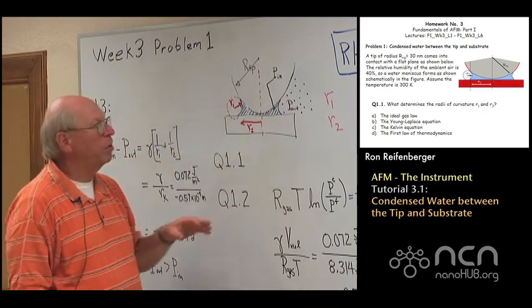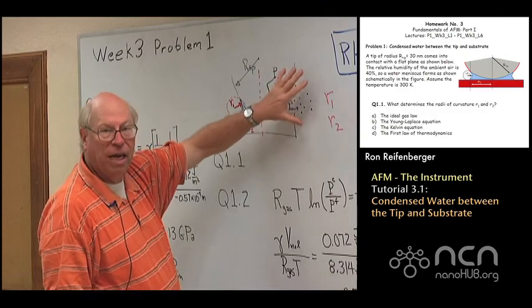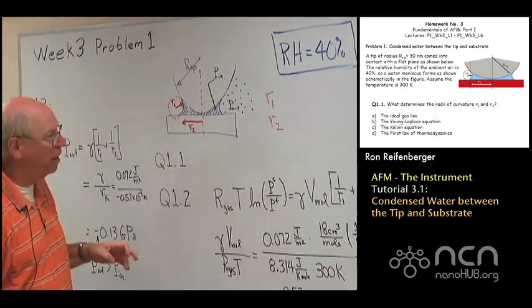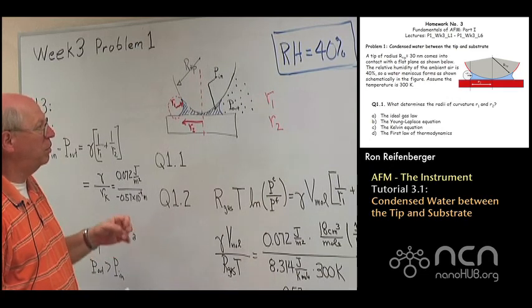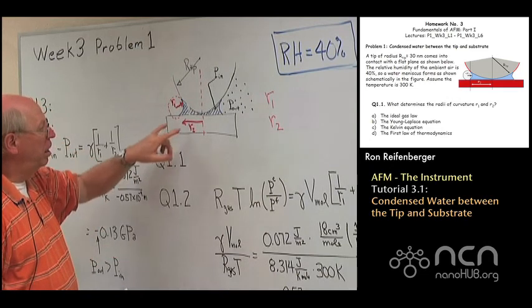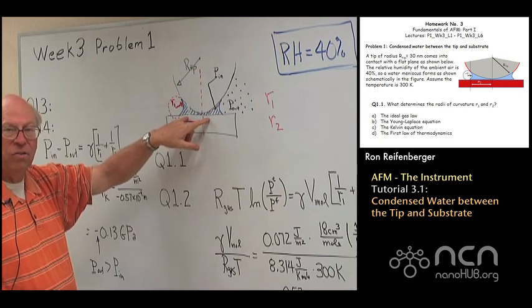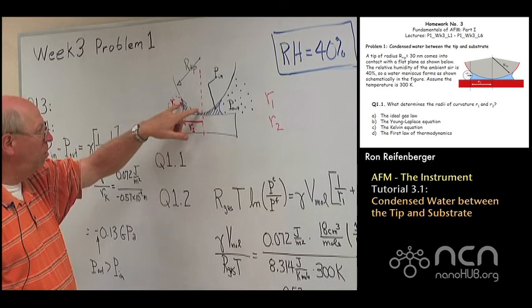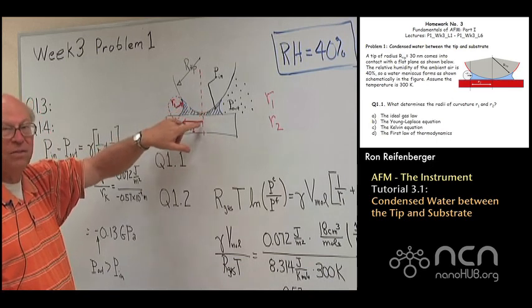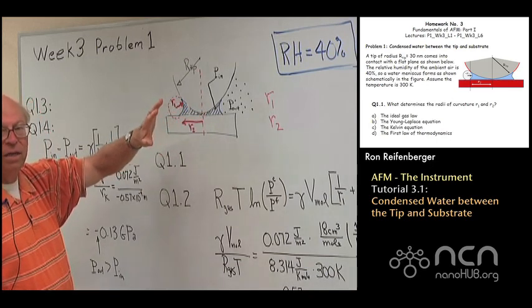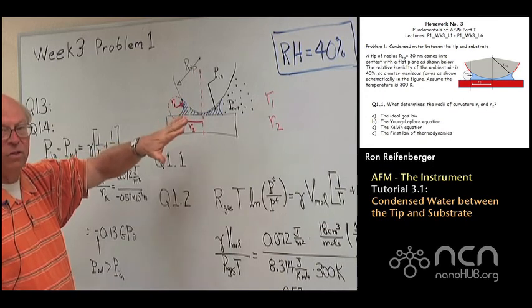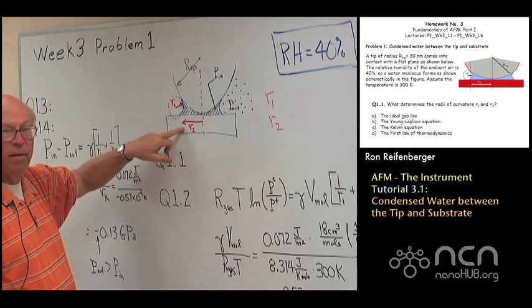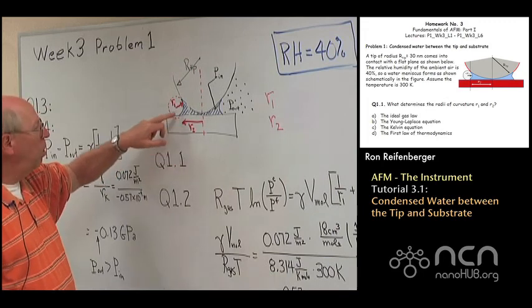So in this problem, we're assuming the relative humidity of the ambient air is 40%. So that's a number that we're going to use to evaluate various quantities in the calculation. The surface of the water that condenses has to be characterized by 2 radii of curvature. And these 2 radii of curvature are indicated by the parameters R1 and R2.